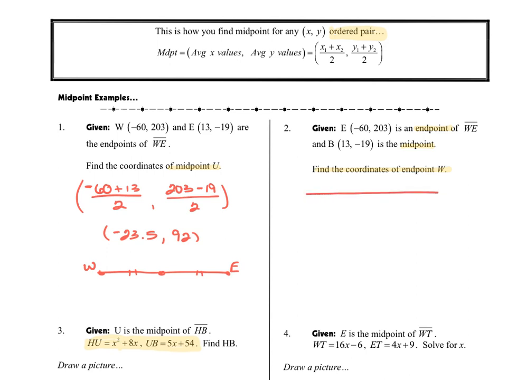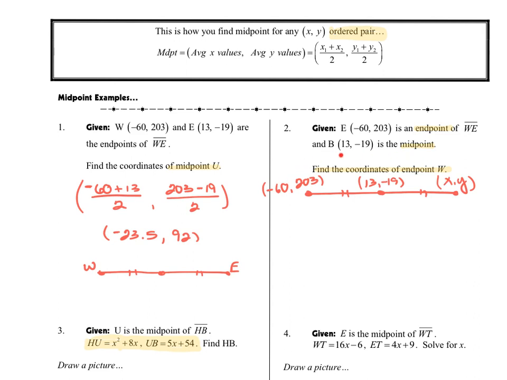Again, I'm going to draw a picture. I'm going to give myself my midpoint and label it so I can tell that I'm trying to communicate a midpoint. I'm going to put the endpoint I'm given on one of the ends, -60, 203. I'm going to put the midpoint on there of 13, -19. And then since I don't know the other endpoint, I'm going to label it x, y. So now we're just working our formula backwards, and we will need to be comfortable working all of our formulas backwards in this chapter. So, or really in this whole course.